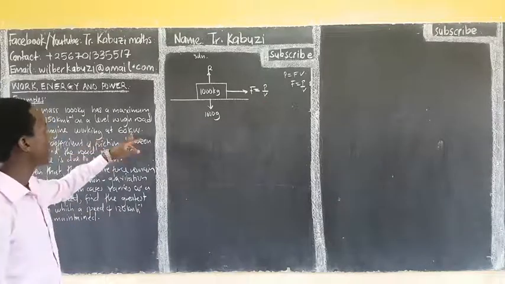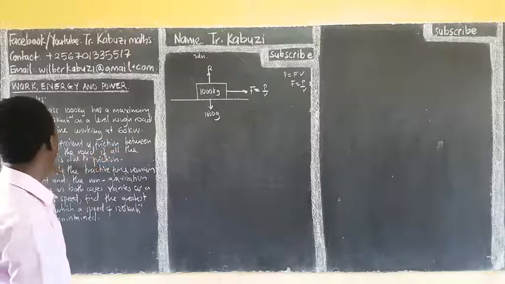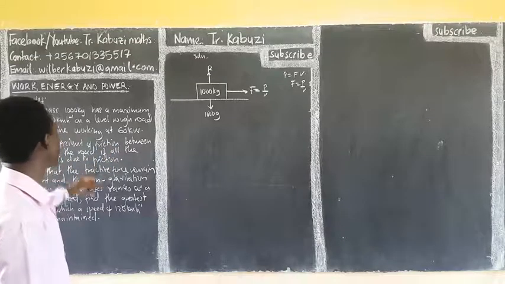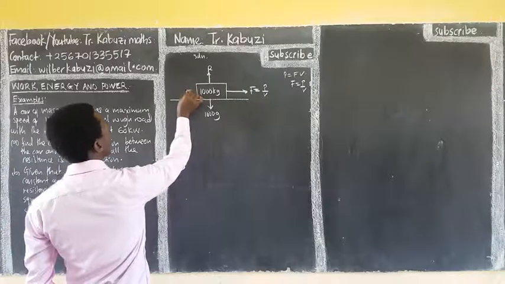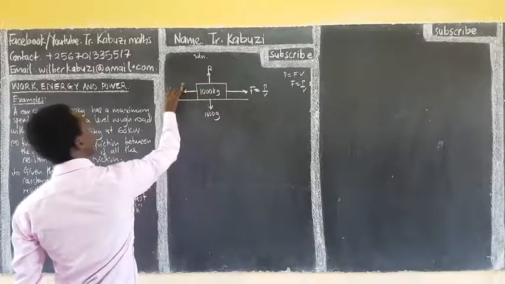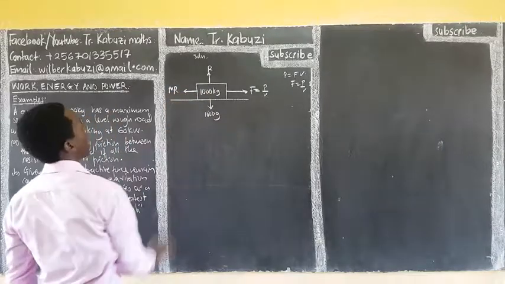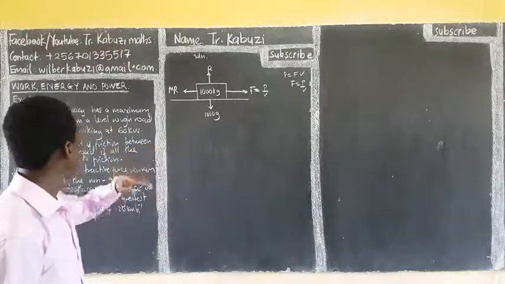So they are giving us the power and the velocity. Find the coefficient of friction between the car and the road if all the resistance is due to friction. So we are going to have friction, which is already acting in the opposite direction. It's going to be mu R. It is easy.